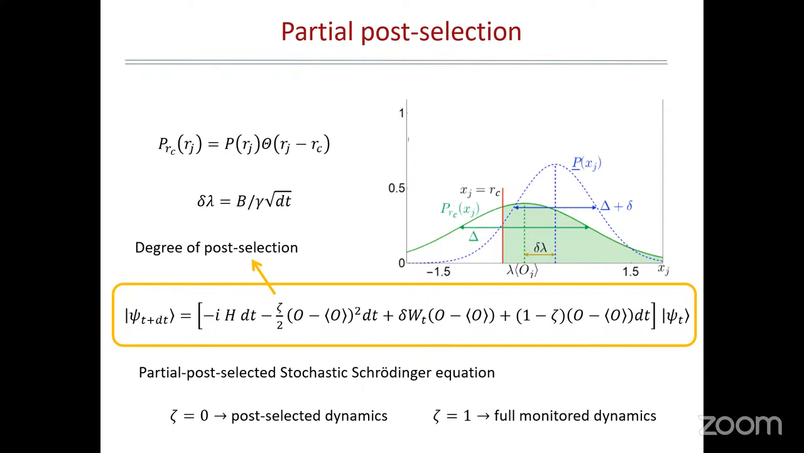And here are the two limits. If psi is equal to 0, you get a post-selected dynamics. So you kill the fluctuations and you're left only with the non-Hermitian Hamiltonian. The opposite limit, if psi equals 1, gives you back a stochastic Schrödinger equation that you know. So now you have one parameter that you can freely tune to make the bridge that I described before.